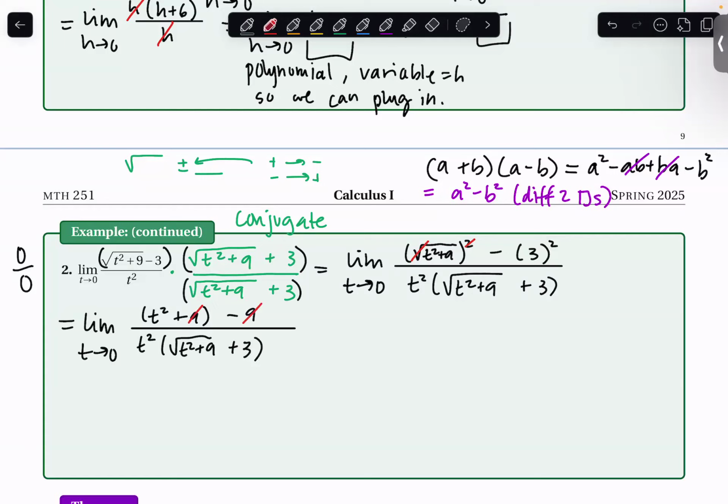And now I see things start to cancel. My 9 and my minus 9 cancel. I'm just left with the t squared upstairs. My denominator stays exactly the same. What happens if I try to plug in now? Still 0 over 0. Here I get a 0, here I get a 0 because I'm multiplying. I don't even care what this is. I still get a 0 over 0. So I have to continue manipulating. Can we see how to manipulate this one?